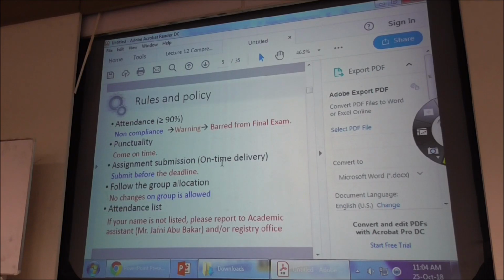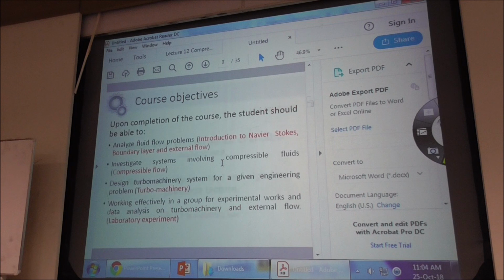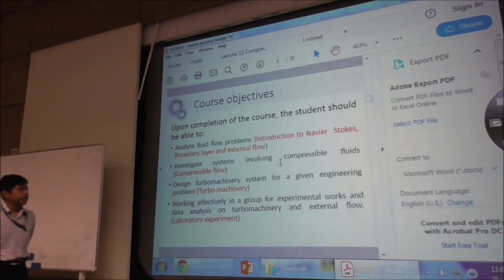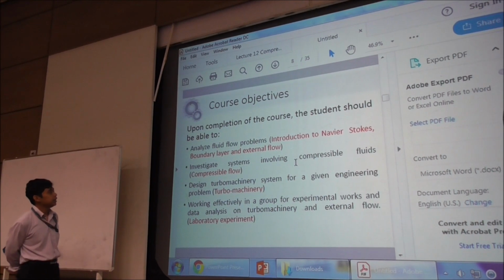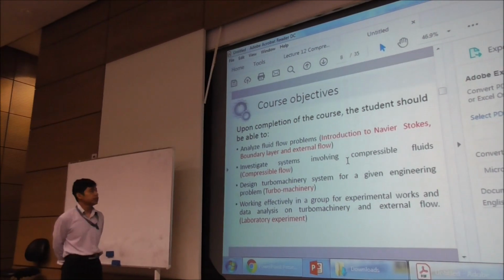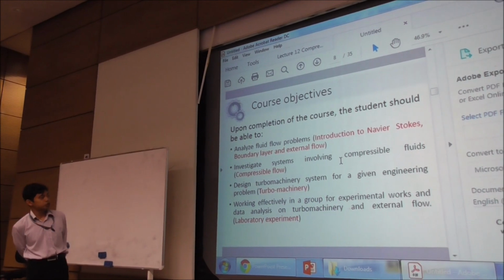If we look into the course learning outcome, we have 4 CO, right? The first one is the one that we have discussed in the first part of our semester, which is analyze fluid flow problem. Within it, we have the introduction of Navier-Stokes and external flow, right? Within the external flow, you have the boundary layer approach.